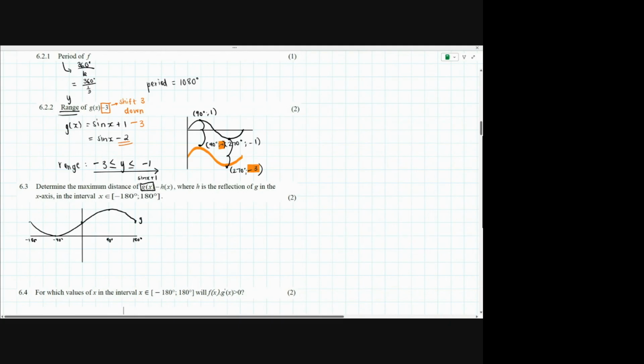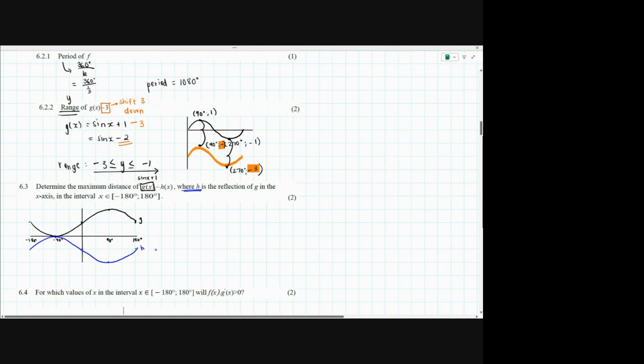Okay, so there's G. It is now asking us to look at a distance between two graphs. But before we do that, let's understand what actually H is. So H is the reflection of G in the x-axis. So basically, I'm going to take this graph of G and create the mirror image over on the other side. So this is then going to look something like this. And that is the mirror image H.